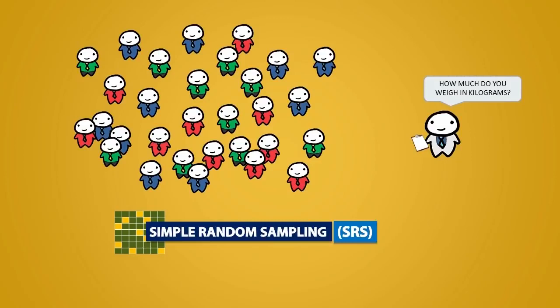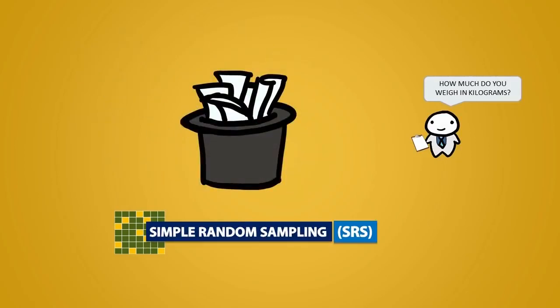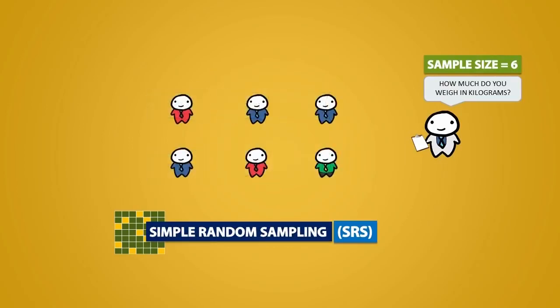You can think of an SRS as putting names into a hat and selecting N of them. So if I wanted a sample size of 6, I would select 6 papers and come up to the randomly chosen people to interview them.